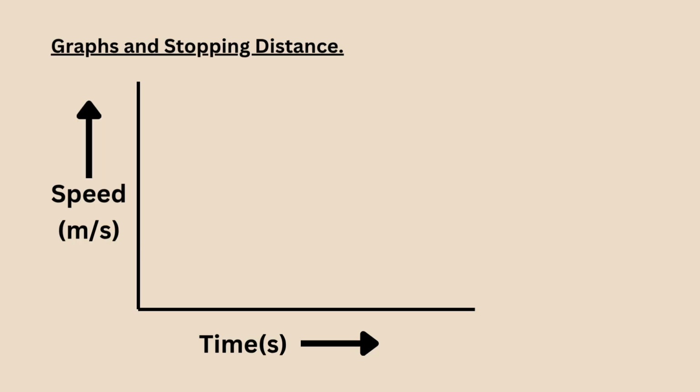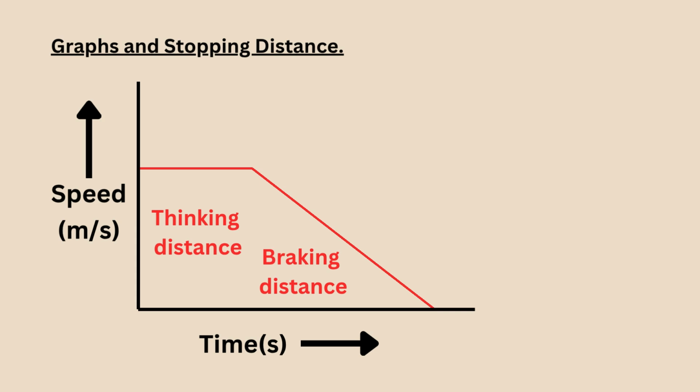Graphs and stopping distances. On this speed time graph, there is first of all a horizontal line which represents constant speed. The area under this horizontal line will be the thinking distance. Then there is a diagonal downwards line where the speed is decreasing to 0. The area under this line will be the braking distance. We can put a barrier in to separate the thinking distance from the braking distance, which splits the object into two different shapes, a rectangle and a triangle. And the distances can be calculated by calculating the area of each segment.